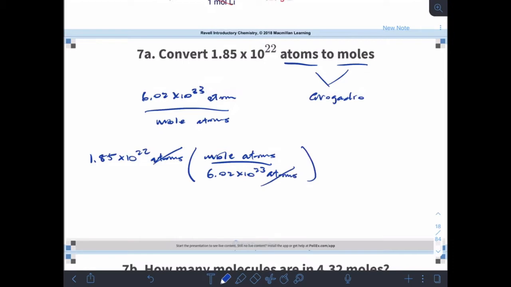And so we should come out to be 0.0307 moles.